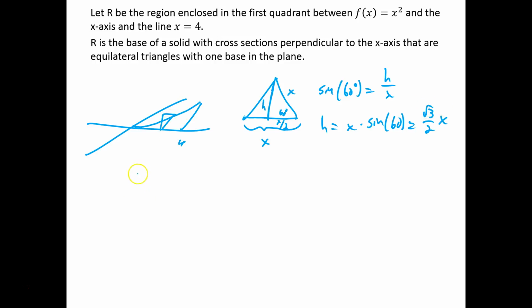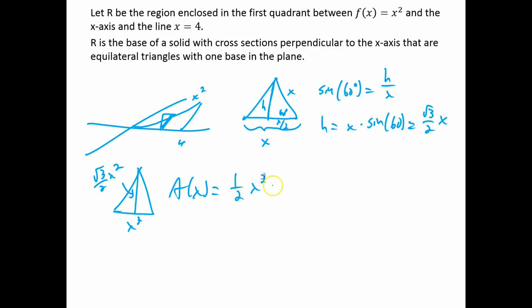So in this case, draw a representative cross section. The base is going to have a length that is equal to the height of our function. Well, that's x squared. So we have x squared down here, and then our height is going to be root 3 over 2 x squared. Area of a triangle is one half base times height. So we have 1/2 x squared times our height, root 3 over 2 x squared. Overall, that is root 3 over 4 x to the 4th. This is the area of one of those triangles for any x value that you choose.